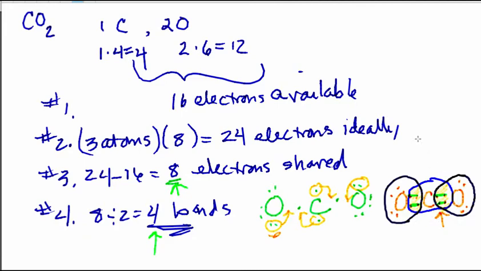4 plus 4 is 8. 8 electrons shared, which agrees with this. And let's make it a little bit brighter color for the happy face. Everybody's happy. This is what carbon dioxide looks like. And that's how you would write it.